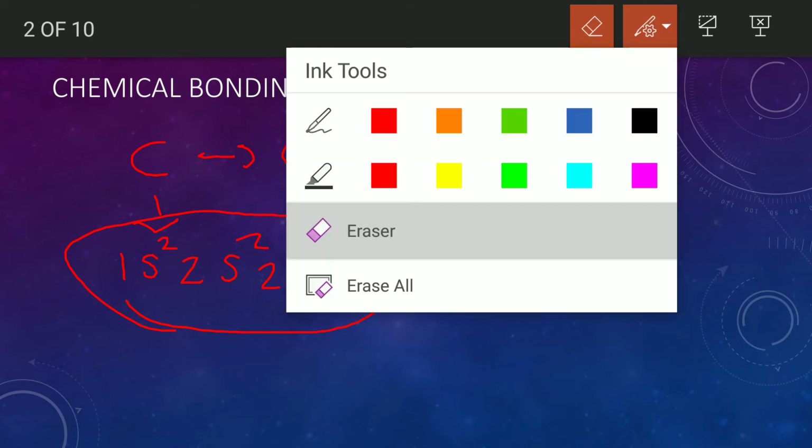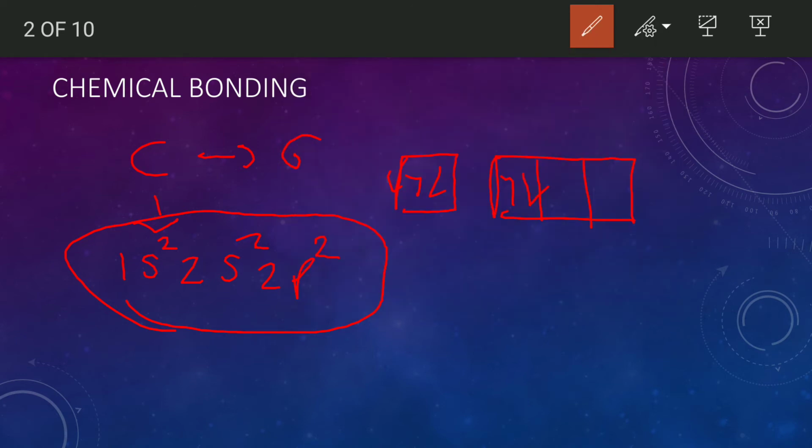So did you any time see carbon ion, a stable carbon ion? No, right? Because if carbon wants to be stable, then it should have 8 electrons in its valence shell. If it wants 8 electrons, it should have 4 more electrons, right? So for getting those 4 electrons, carbon always forms a covalent bond.